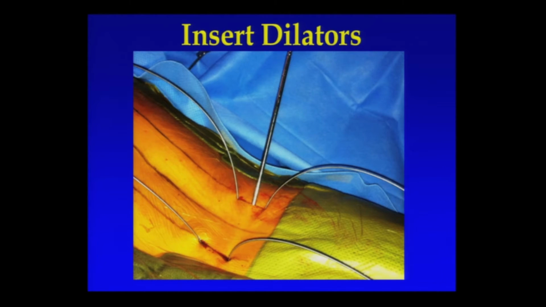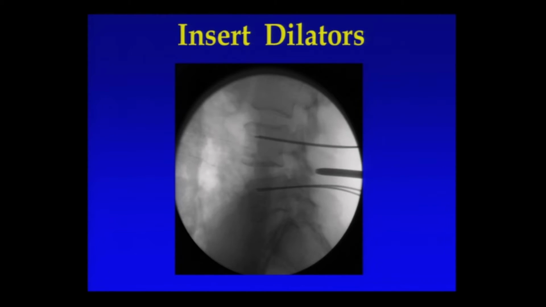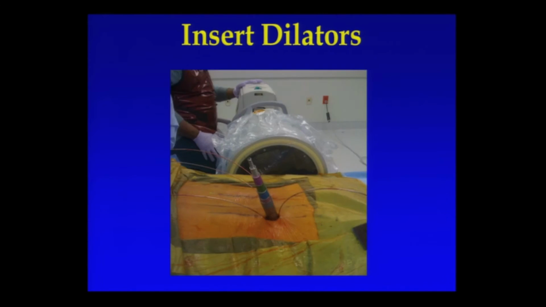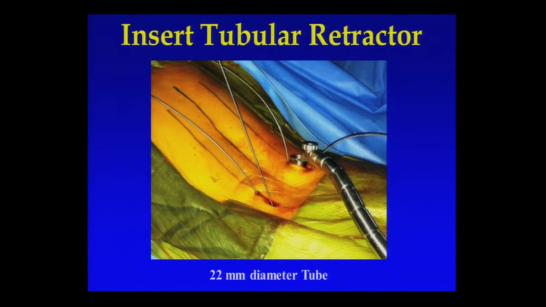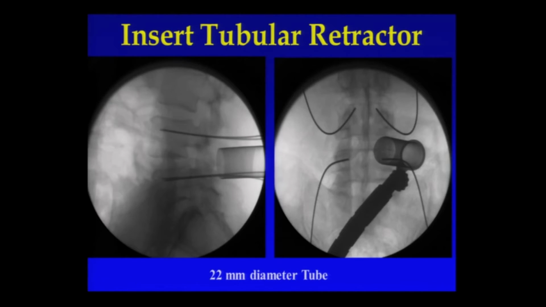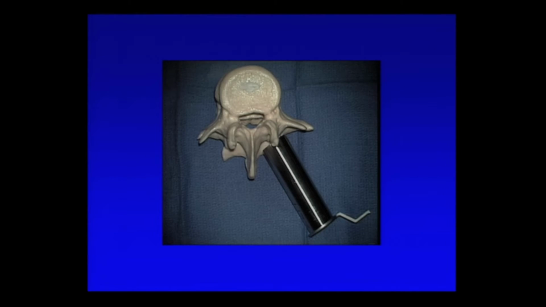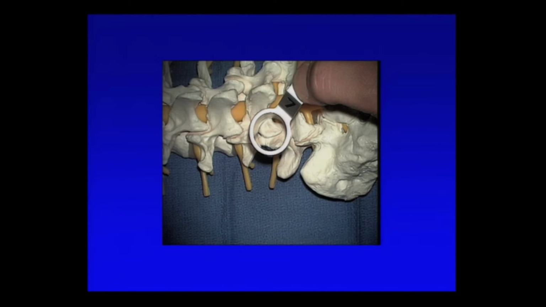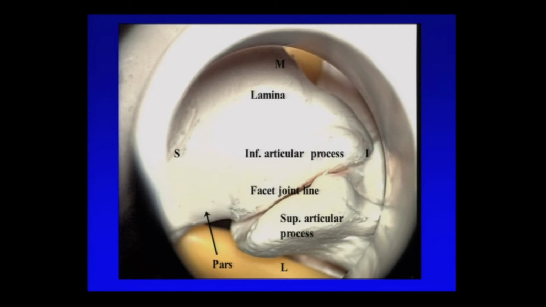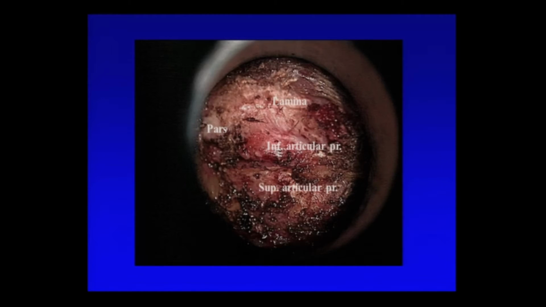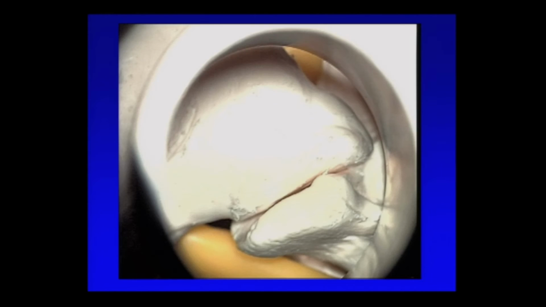Then using a tubular retractor, dilate a paraspinous pathway down to the target, and that small retractor is left in place. I typically use a 22 millimeter retractor for this, adequate room to perform a TLIF. That's what you're looking for, the junction of the inferior articular process and the superior articular process. That's the anatomy you're looking for. Once you've identified the facet joint line, the articular processes and the pars, you're in the right position.